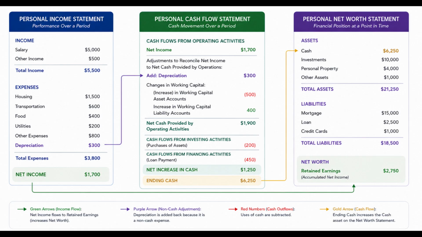So here's the big takeaway. The income statement explains how value was created or consumed. The cash flow statement explains where cash moved. And the net worth statement explains where you financially stand. And together, they tell the complete story. Once these three statements connect in your mind, you stop reacting to money emotionally and start analyzing your life like a financial system.